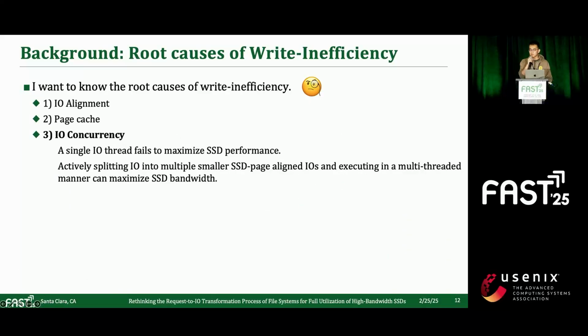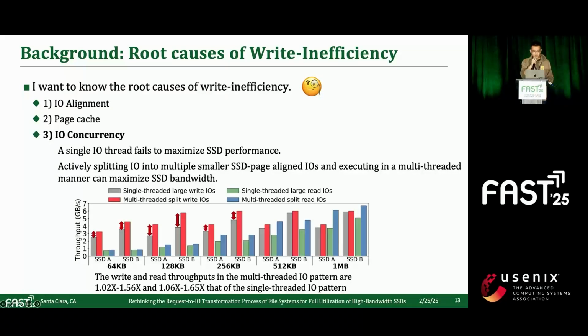Next, we examine a commonly overlooked factor, SSD I/O concurrency. Most storage systems passively utilize the internal parallelism of SSD. However, due to the internal complexity of I/O scheduling, a single I/O thread can hardly maximize the SSD performance. To verify this, we test two I/O patterns. First, a single thread with large aligned IOs. Second, multiple threads handling smaller 32 kilobytes I/O for each large request.